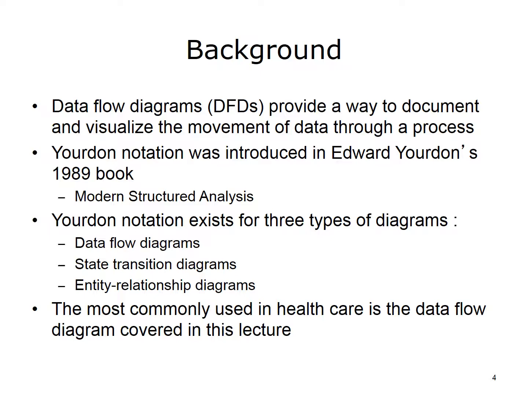Jordan notation exists for three types of diagrams: 1. Data flow diagrams. 2. State transition diagrams. And 3. Entity relationship diagrams. These are different from the entity relationship diagrams that are logical relational data models covered in Lecture E. The most commonly used Jordan diagram in healthcare is the data flow diagram.